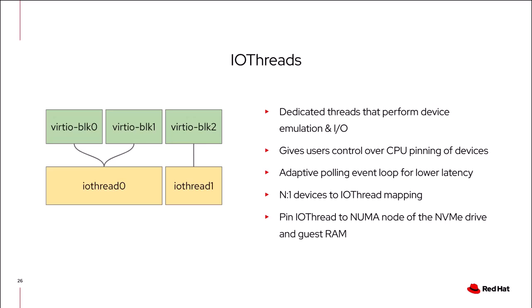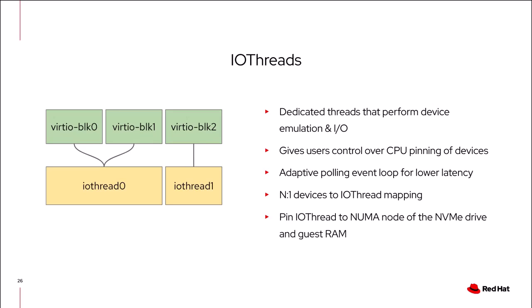So here we are. IO threads is the next feature. If you're using VirtIO block, that is critical. IO threads are a way for defining threads and assigning devices to them. So it gives users control over which physical CPU device emulation and IO will run on. So there's an n-to-1 mapping there. You can assign multiple devices to a single IO thread, and you can define multiple IO threads as well. So it gives you a lot of flexibility, and this is great because it allows us to reflect the NUMA topology in our system.